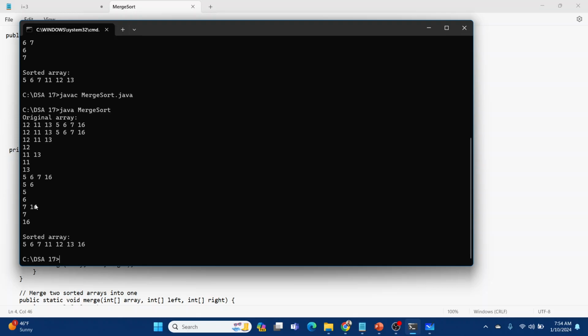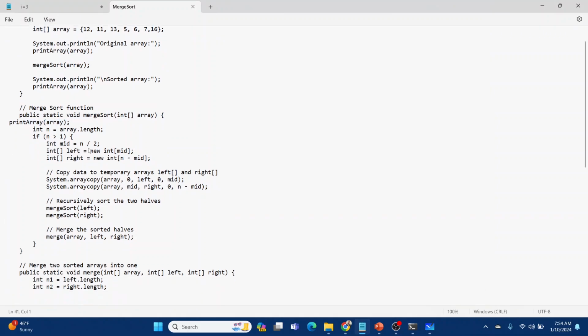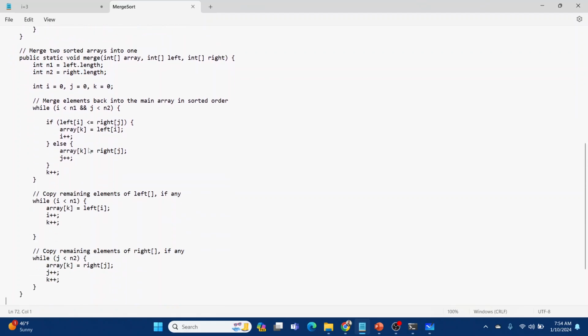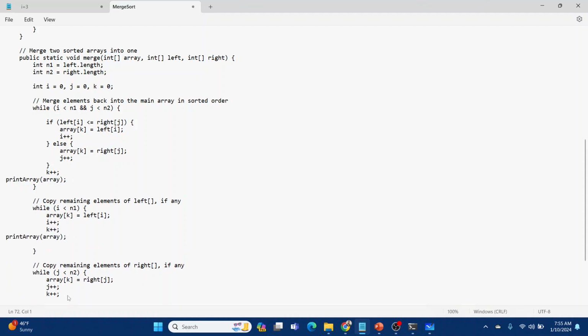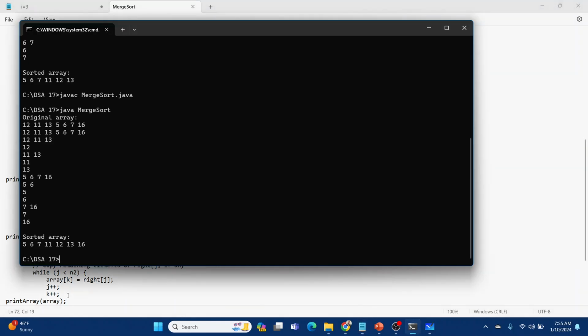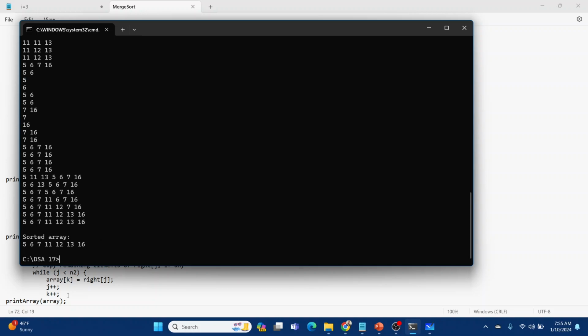Now for the second print part, we will put it into the merge back to main array. There are multiple merges happening. One merge is happening over here, then the remaining merges will happen over here. So we can put a print over here, and we can put one over here also. It will be a little bit messy, but you can get the basic idea of what is happening with the merging part.